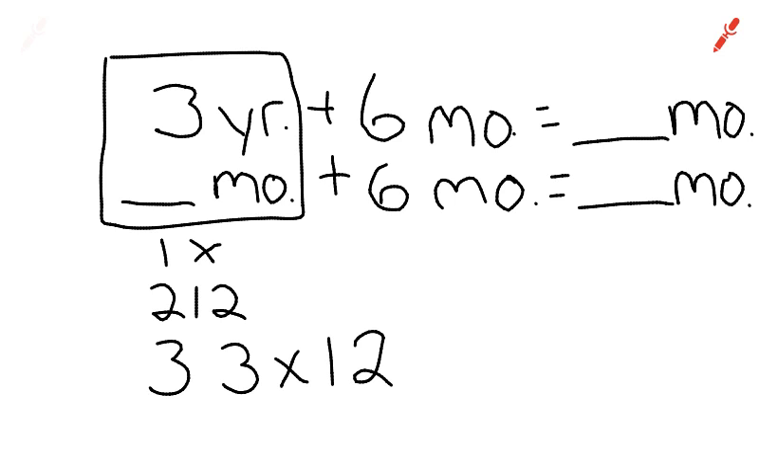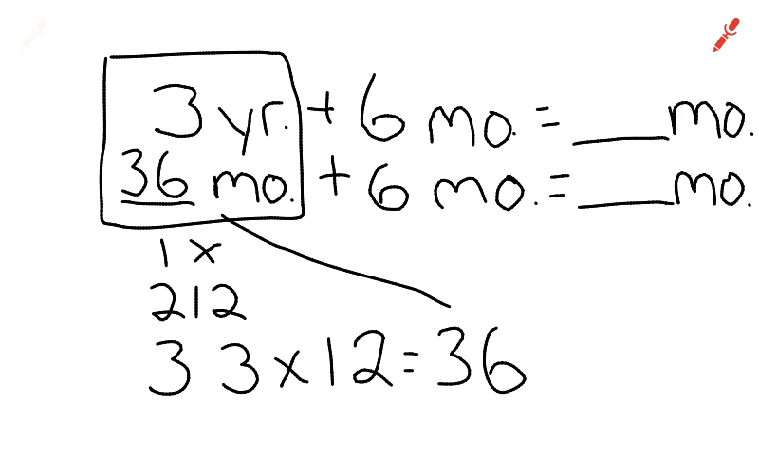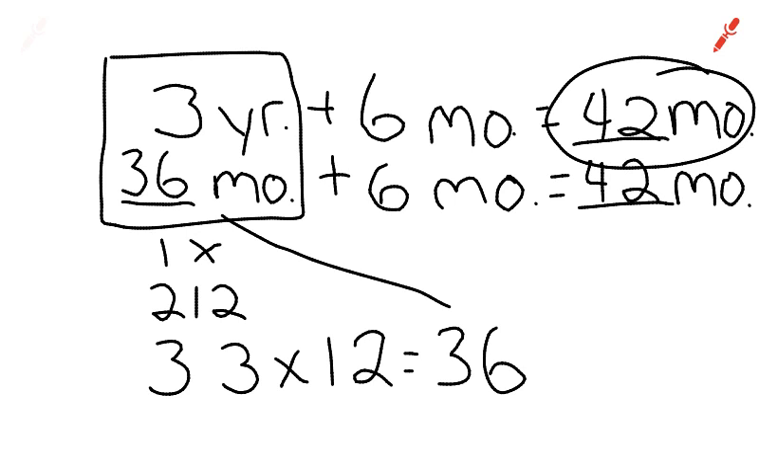When you do 3 times 12, you get 36. And that's not our answer. That just helps us to finish up the problem here. 36 months plus 6 months, we get 42 months. Go ahead and circle your answer. And the rest you're going to do on your own.